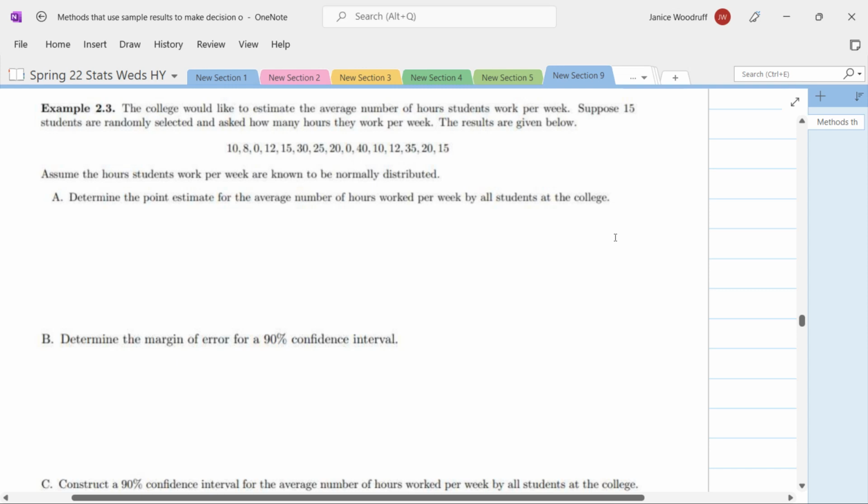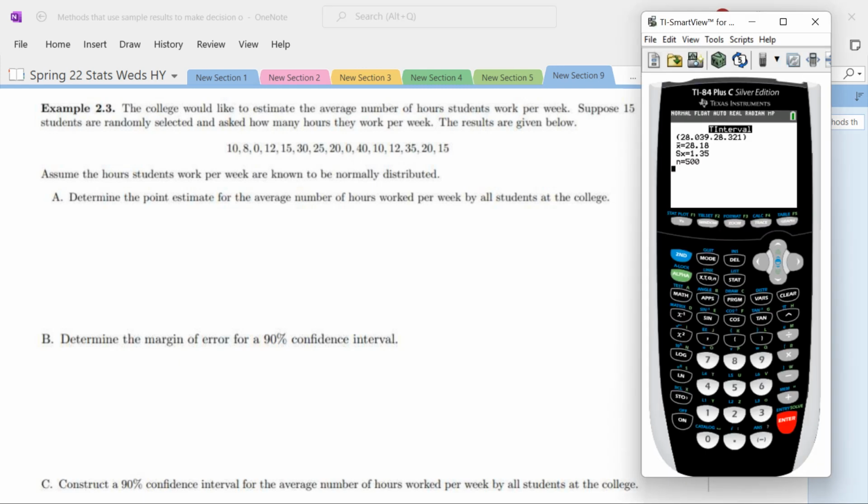The college would like to estimate the average number of hours students work per week. Suppose 15 students are randomly selected and asked how many hours they work per week. Here are the results. So what we want to do is take these results and then do the confidence interval around them. In order to do that, we need that point estimate. So we need the average. We need the standard deviation.